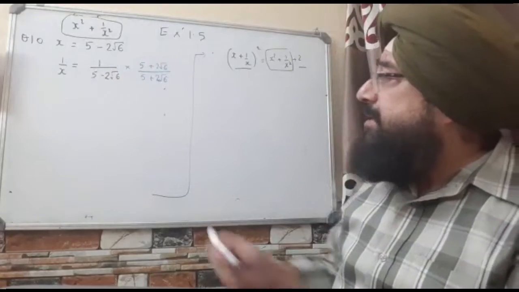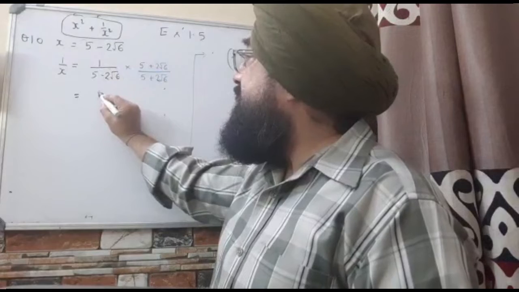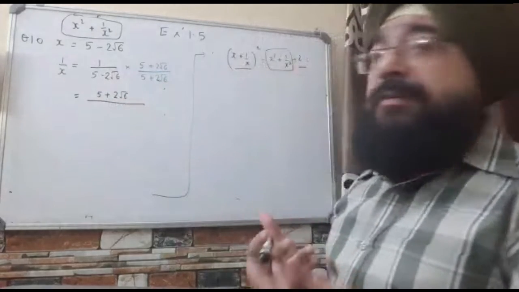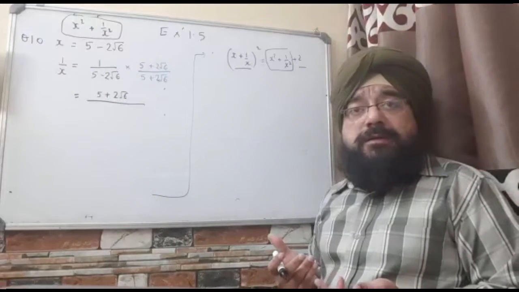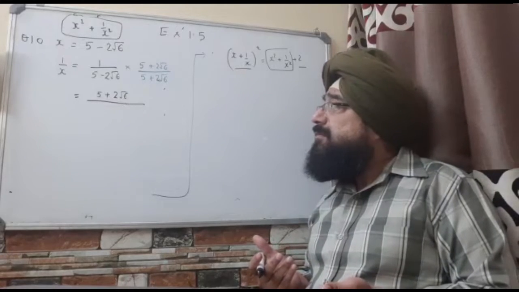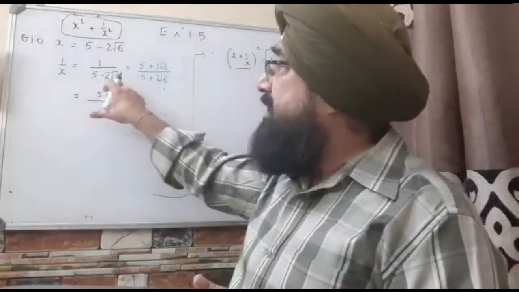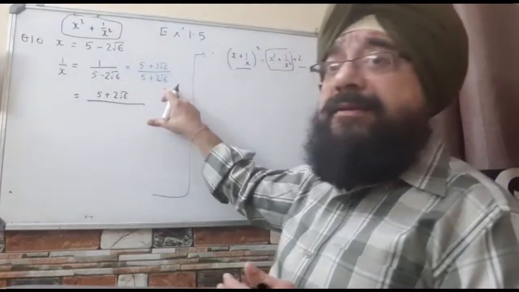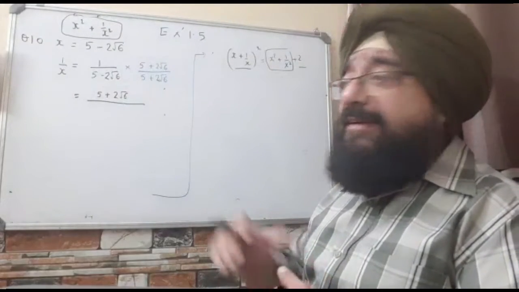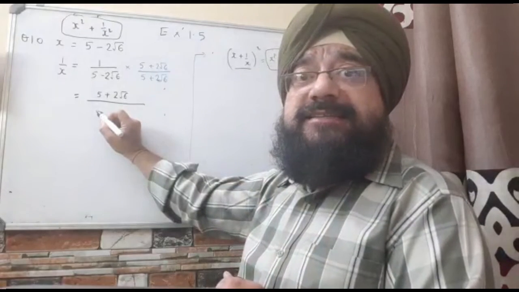Now this will lead me to 1 multiplied by 5 plus 2 root 6, which gives 5 plus 2 root 6. And any guesses what can come in the denominator? Sir, 5 square minus 2 root 6 square. Shreya, speak it again. A minus B into A plus B is what? It is A square minus B square.